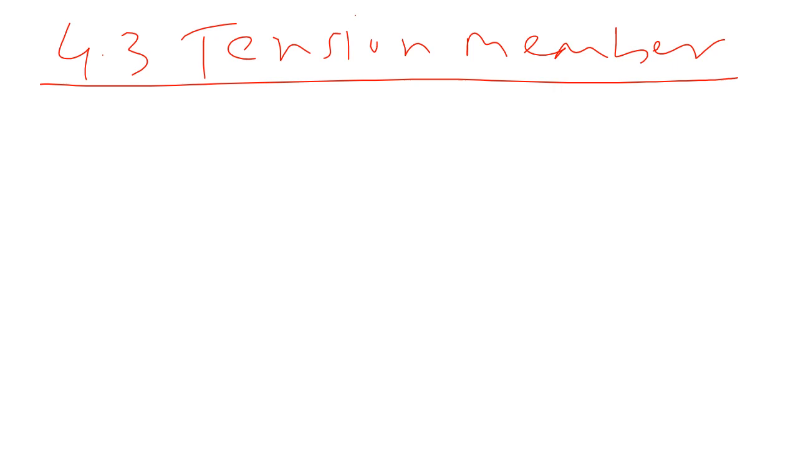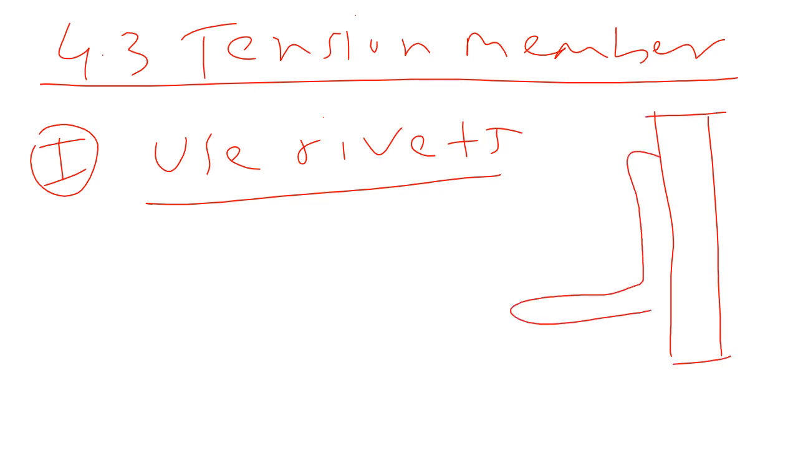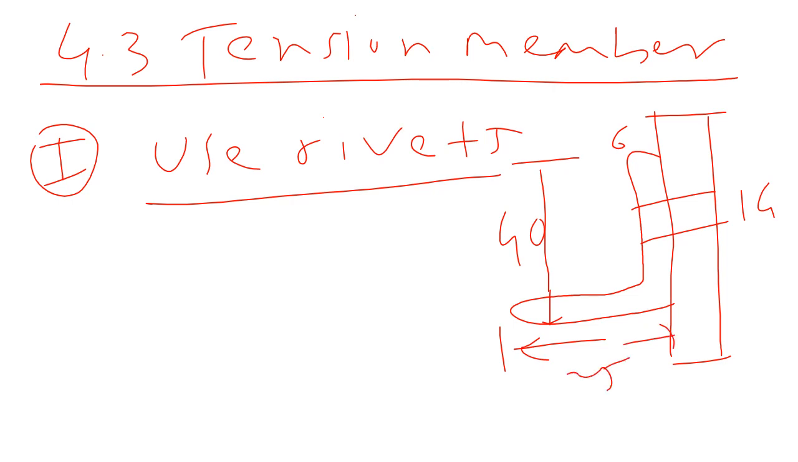So let's start to solve the problem for the first case, that is using the rivets, right? Before that I will draw the picture. This is the gusset plate to which this angle is connected by the rivets. This is 14 mm nominal diameter. We have to find out the gross diameter. This is 6 mm. The total until the end of this will be 40 mm, and this is 25 mm.